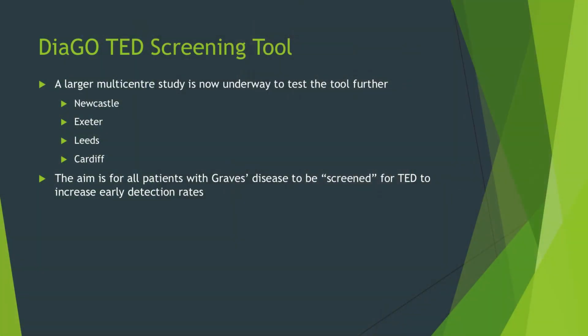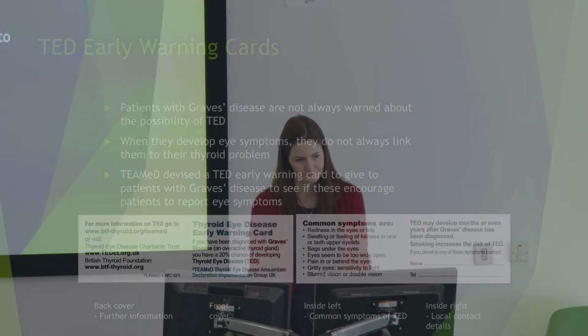In order to evaluate this further, we're now doing a larger multi-centre study, and this is across the UK, currently in Newcastle, Exeter, Leeds and Cardiff, with other centres possibly opening, to use this tool on a larger group of patients to make sure that it's effective and to validate it. And ultimately, our aim is for all patients with Graves' disease to be screened for signs and symptoms of thyroid eye disease in order to pick this up early, improve detection rates, and offer people earlier treatments which can be very effective.